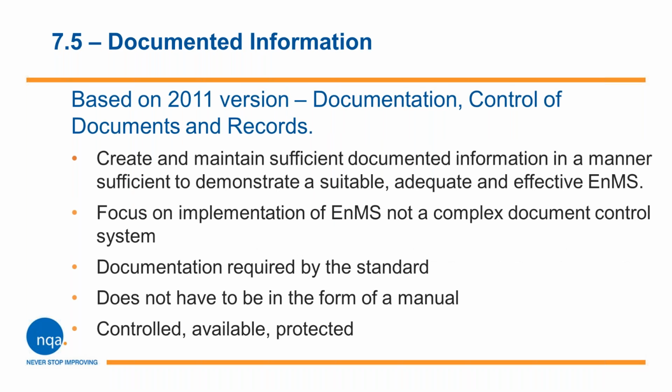Documented information, again, is based on the 2011 version: documentation, control of documents and records. We have to create and maintain sufficient documented information in order to demonstrate we have a suitable, adequate and effective ENMS. You can have what you like. The standard isn't very prescriptive other than in a small number of areas, which is on the next slide. It doesn't have to be a manual. You can set things out how you like. I see a lot of companies now running flow charts instead of procedures, process control diagrams, things like that.